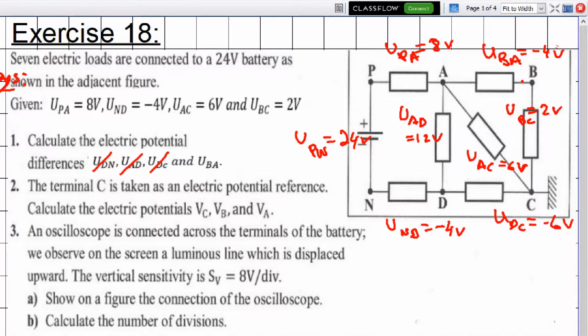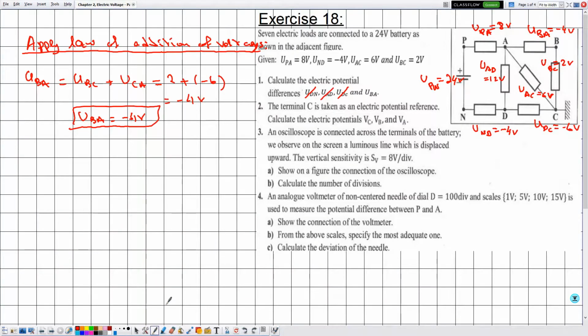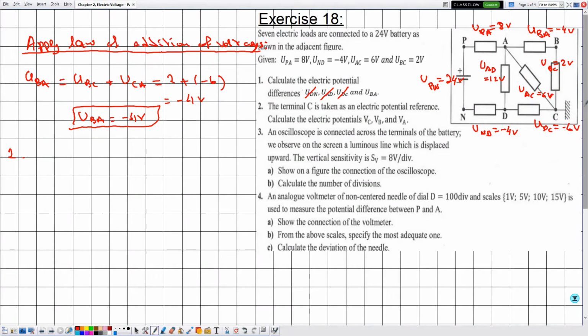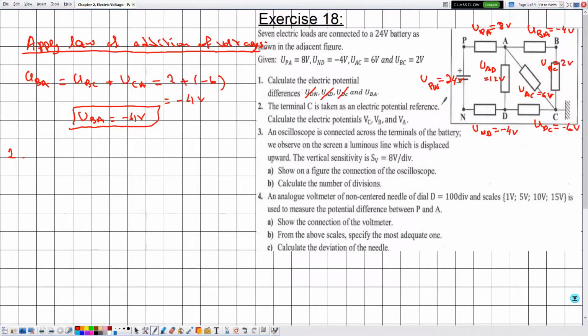And in this case, you can check that the electric current is traversed from the point A to the point B, because the point A is considered to be at a higher potential. Now in part 2, they are telling me the terminal C is taken as electric potential reference. So we are asked to calculate the electric potentials VC, VB, and VA, the electric potentials at the points C, B, and A respectively. So let's start with the electric potential at C.